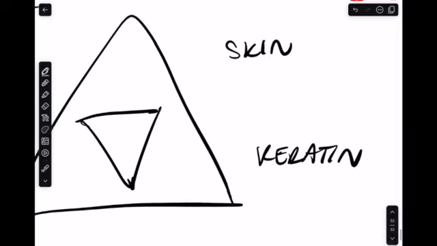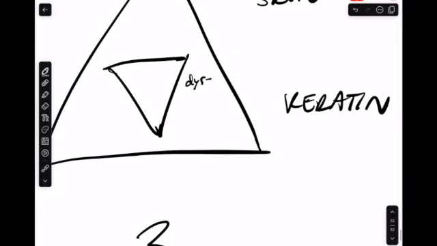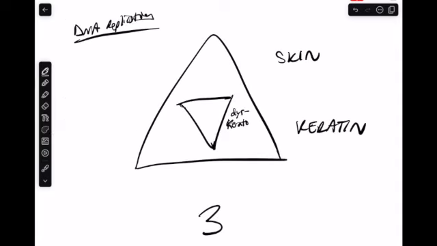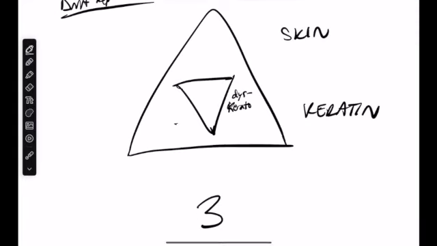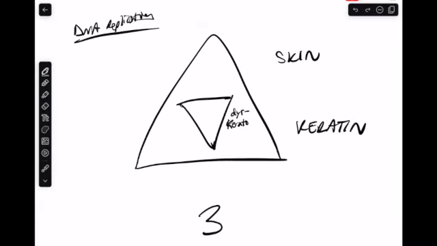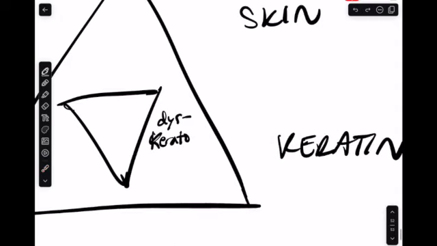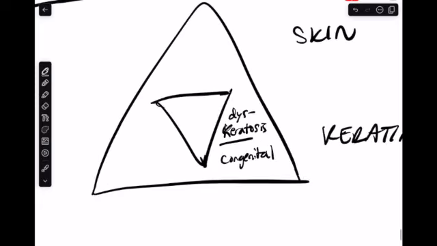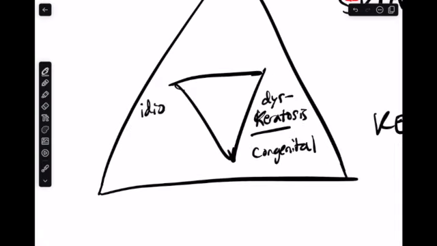Okay, so one of them was dyskeratosis congenita. I remember that because, again, my triangle was keratin as the yin yang, as the pair, and then skin as the odd man out. So dyskeratosis obviously has keratin in the name, congenital bad keratin, and then the other one was idiopathic pulmonary fibrosis.